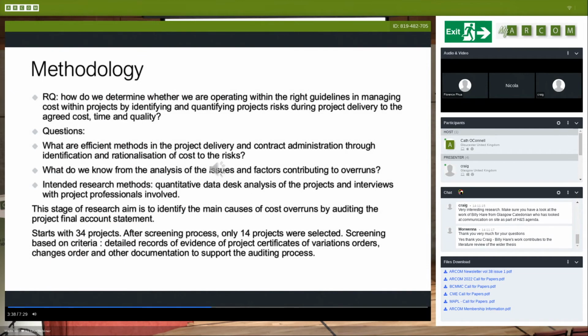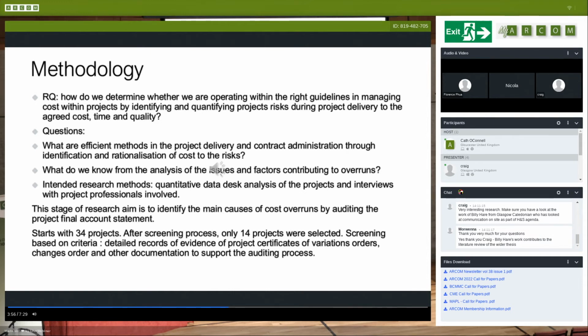It's important to let you know that this is part of the larger research. This is the first stage of the research, which we aim to identify the main causes of the cost overruns by auditing the project final account statement.